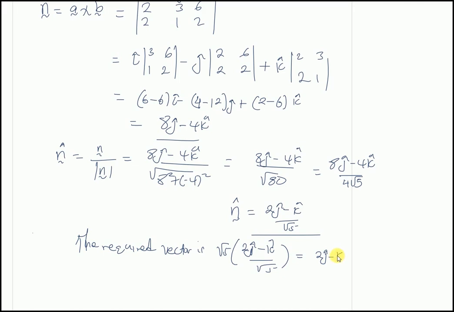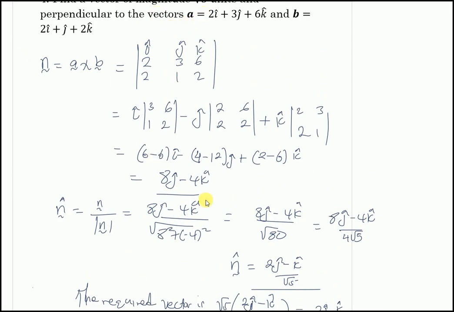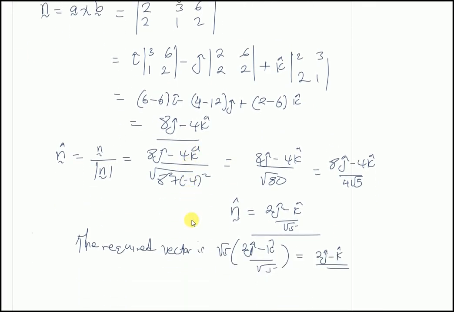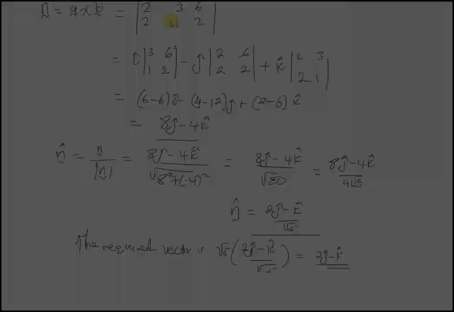2j minus k. That is the vector. This vector has a magnitude of root 5, and it is perpendicular to this vector here. It is normal to this one, and being parallel to this one implies being normal to A and B. That's what we do. The vector is there.